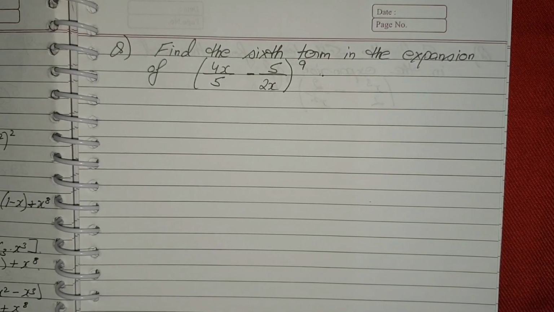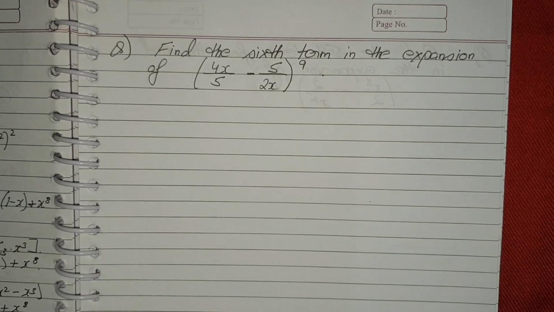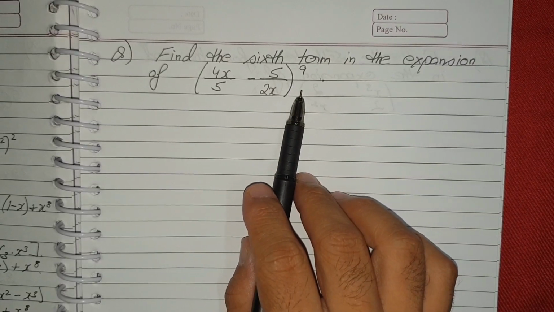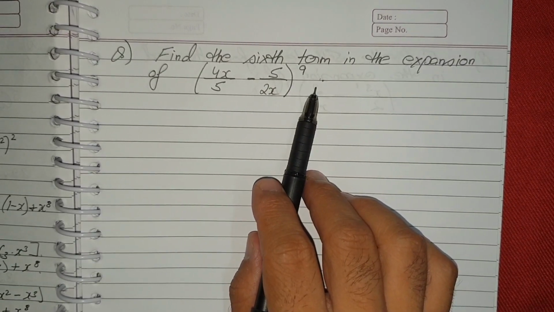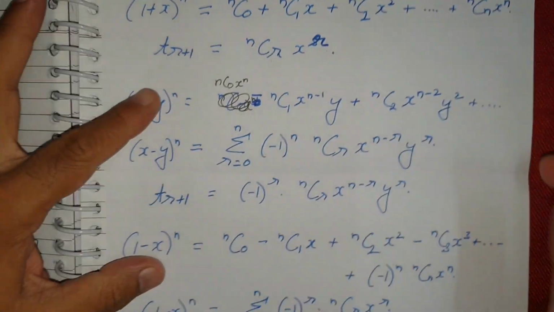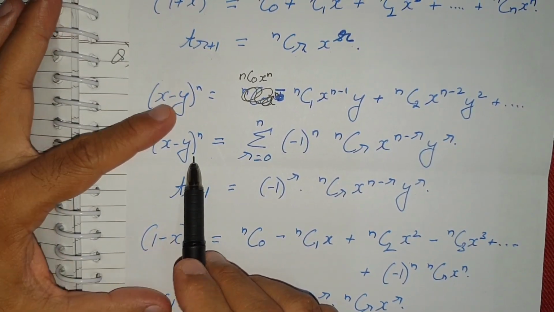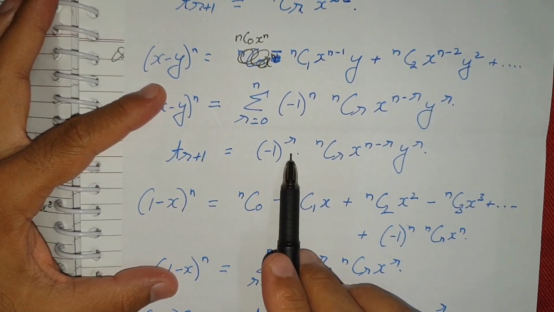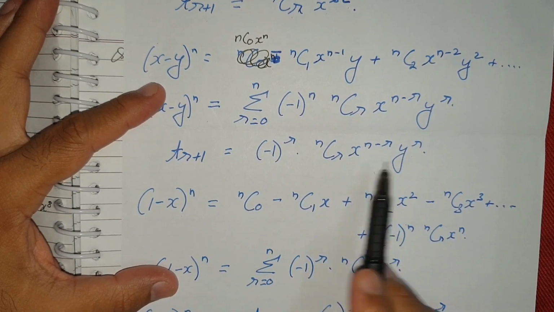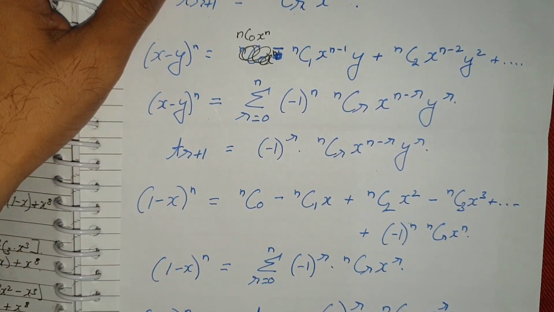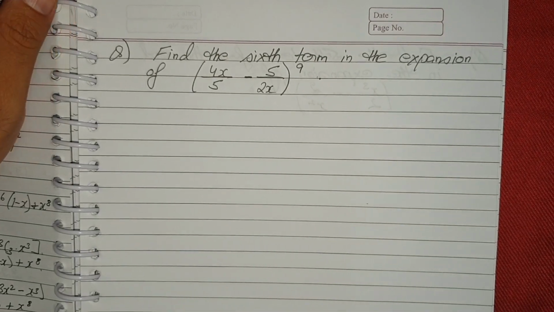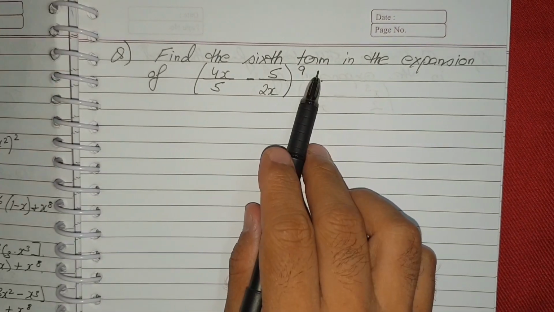Next example, find the sixth term in the expansion of (4x/5 minus 5/2x) to the power 9. Now, as you know, looking at this formula, (x minus y) to the power n, the general term is minus 1 to the power r, nCr, x to the power n minus r, y to the power r. So this is the general term. Using the general term, they are saying the sixth term.